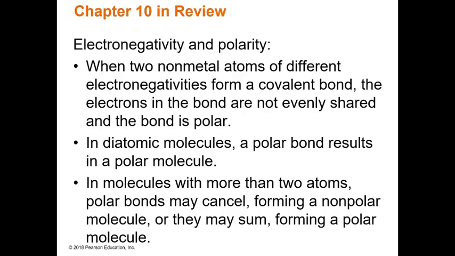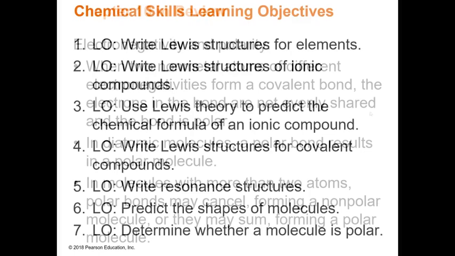When two nonmetals with different electronegativities form a bond, the electrons are shared unequally, creating a polar covalent bond. In diatomic molecules, this always results in a polar molecule, but in larger molecules, the overall shape matters. Sometimes the dipole moments cancel out, resulting in a nonpolar molecule despite the presence of polar bonds.